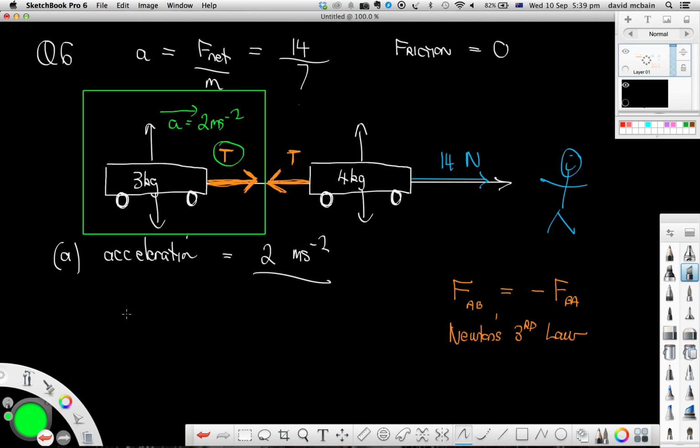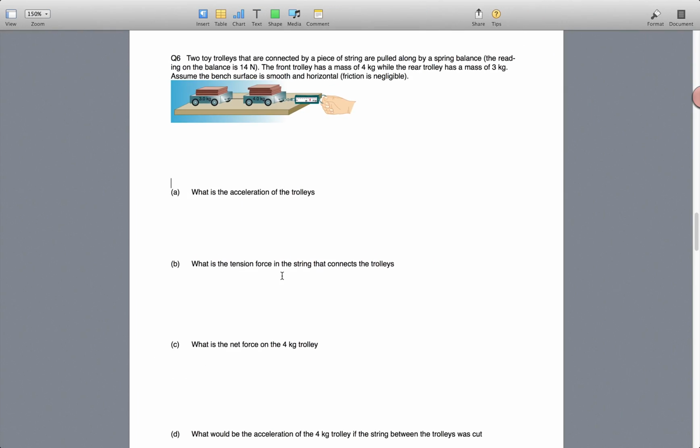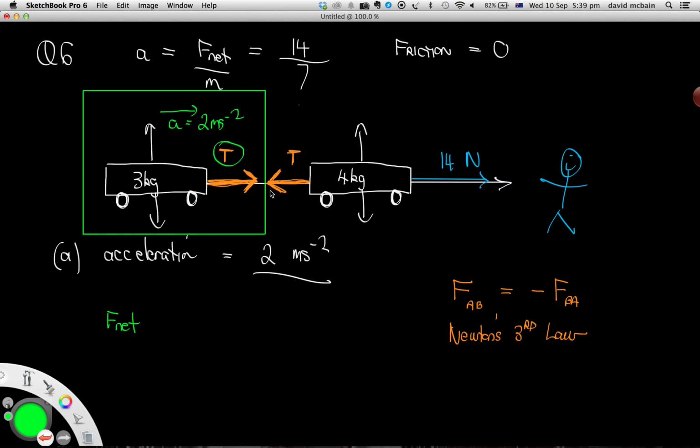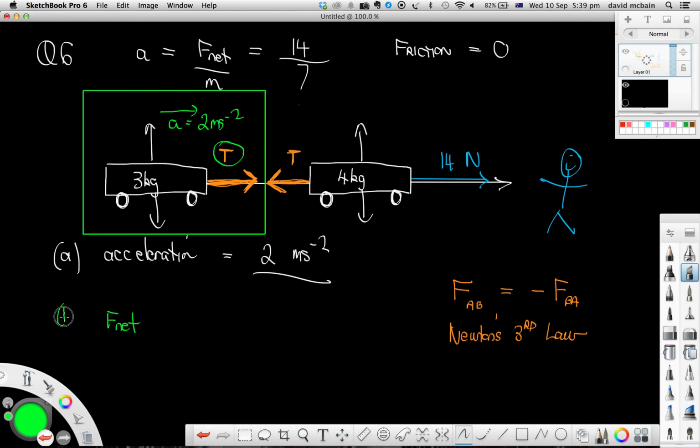So we know that the net force, using Newton's second law, part B. So the net force is equal to MA, which is going to equal 3 kilograms multiplied by the acceleration, which is 2, and that equals 6 newtons. So that tells us that the tension force here is 6 newtons. But hang on, then if that's 6 newtons, then this has got to be 6 newtons.